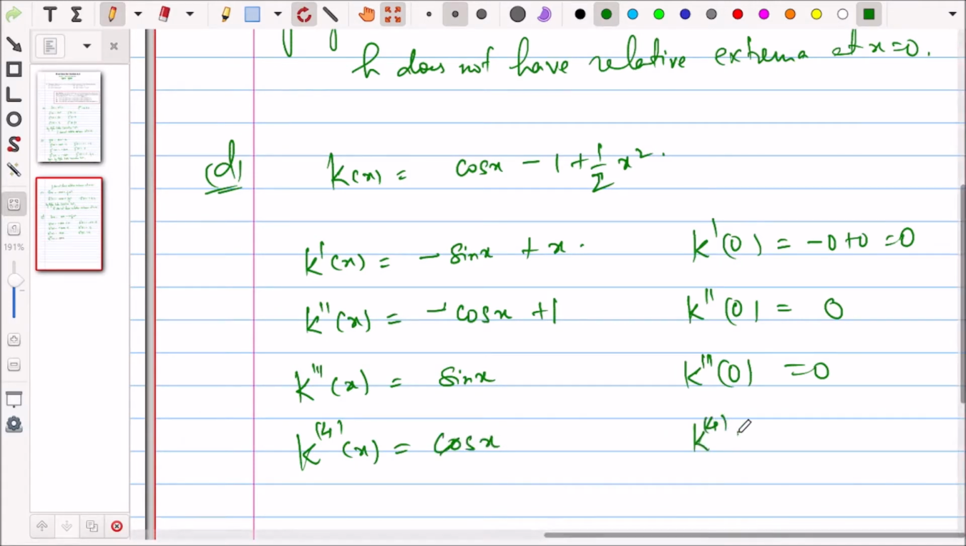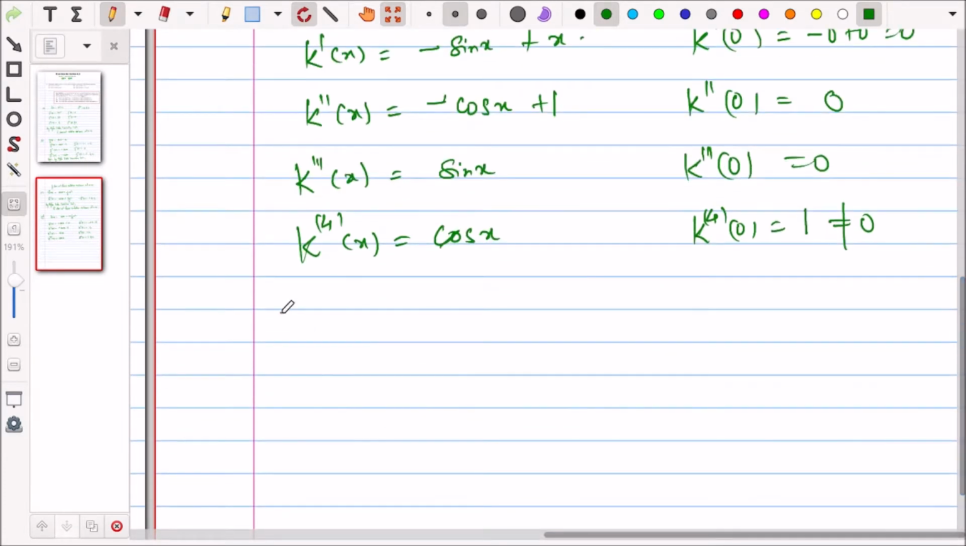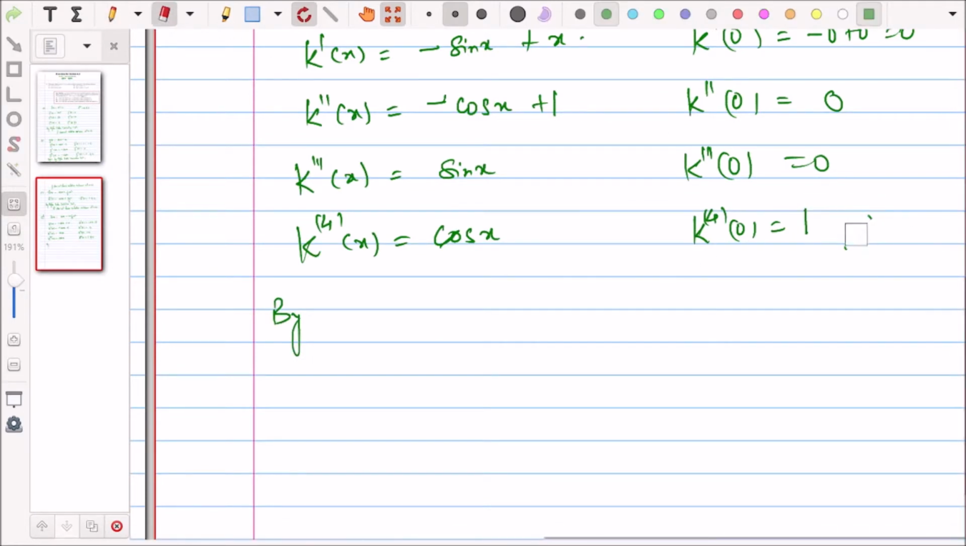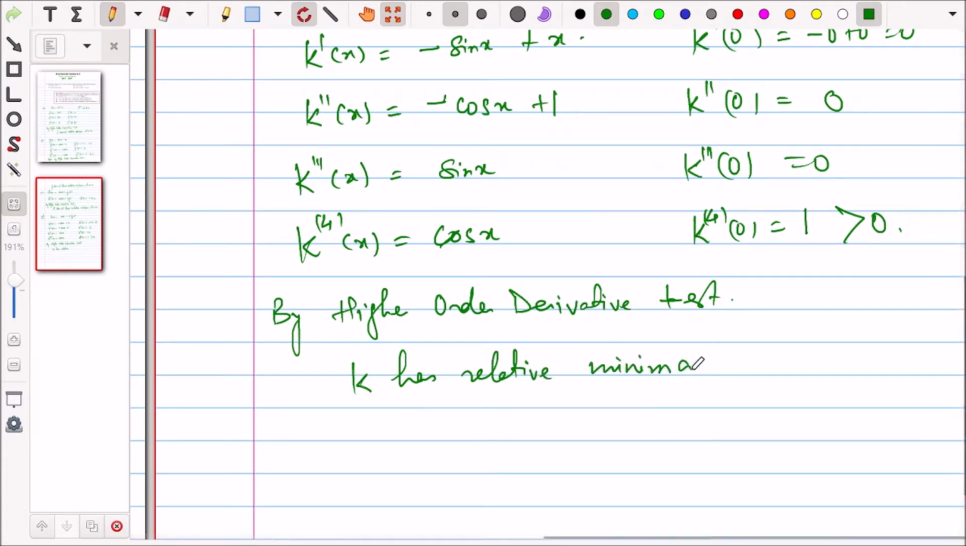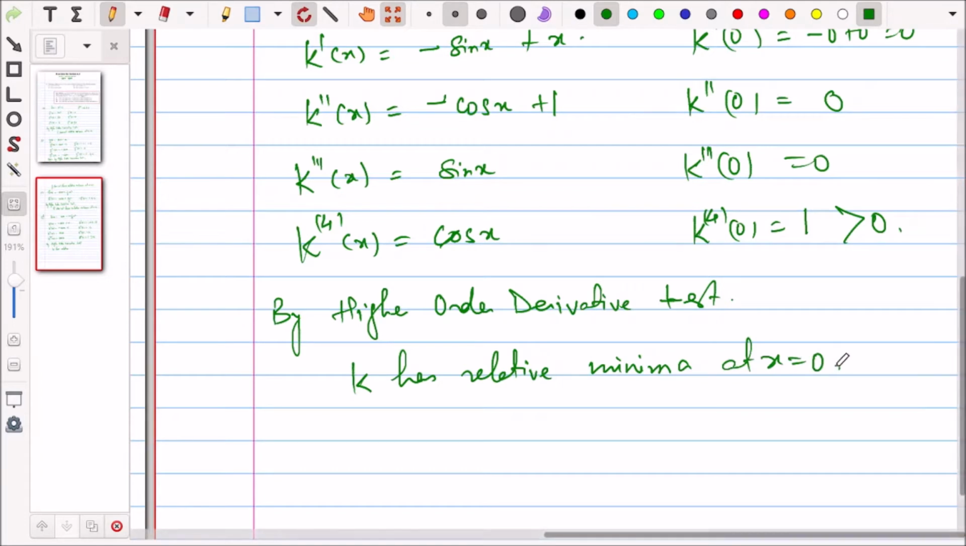k fourth derivative at 0 is equal to 1, which is non-zero. It is positive, strictly greater than 0, and this is even. So by the higher order derivative test, k has a relative minimum at x equal to 0.